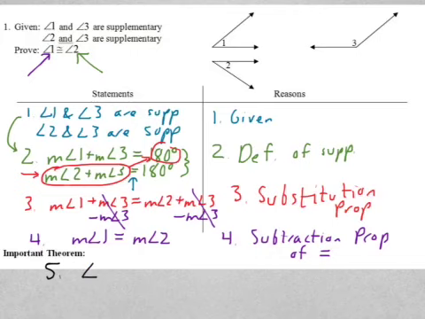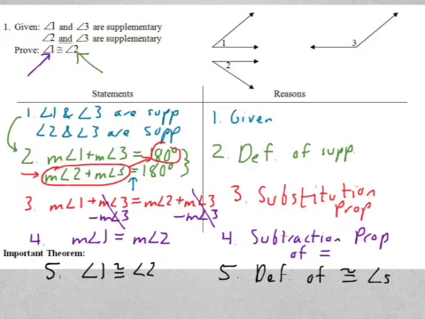Statement number 5, angle 1 is congruent to angle 2. Well, why is that? Well, that's just what congruent means, right? So I'll say definition of congruent angles. Again, I'm abbreviating, because what congruent angles mean is that they have the same measure. Okay? Because my statement matches the prove statement up here, then I know that I'm finished. I have just proved one of the really important theorems from Unit 2.